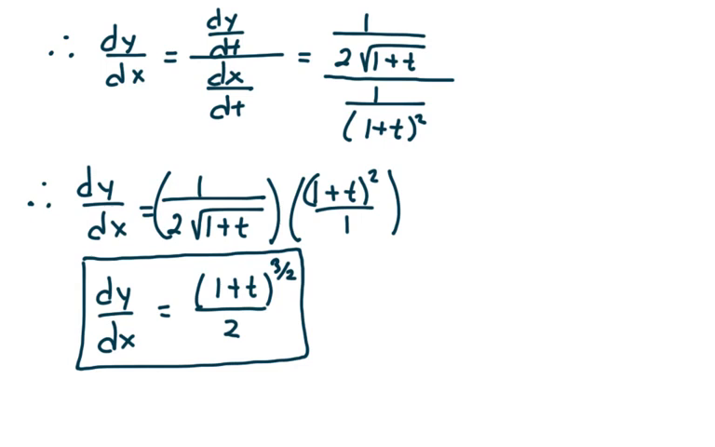So dy/dx is equal to 1 over 2 times the square root of 1 plus t, times (1 plus t) raised to the second divided by 1. Remember, when you divide by a fraction, you multiply by the reciprocal, and that's where we're getting this from. If I simplify, we end up with the following. dy/dx is equal to (1 plus t) raised to the 3/2 divided by 2. That's example 1.